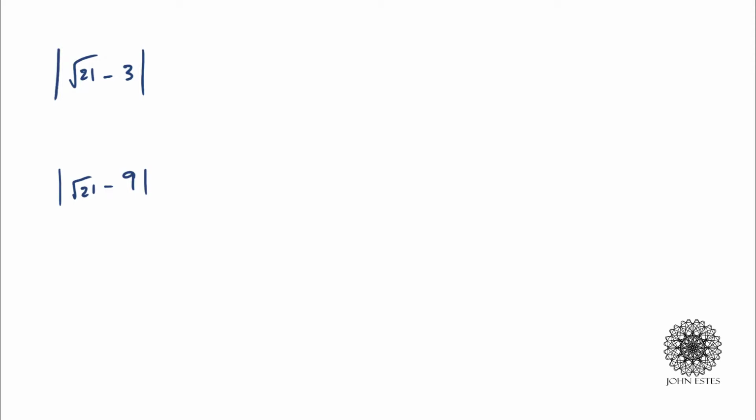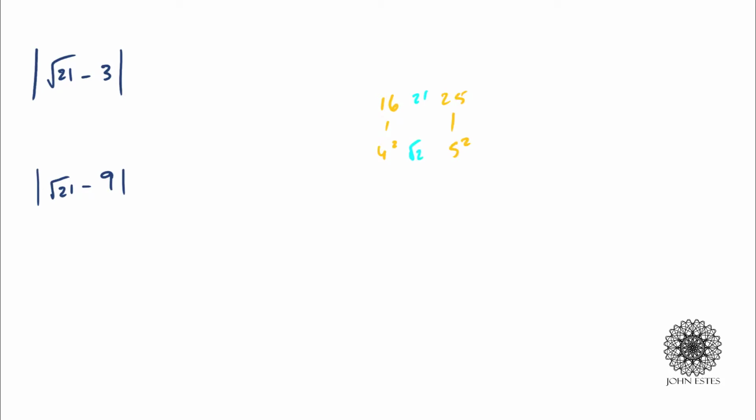And so if you think about it, I know that 16 is 4 squared, and I know that 25 is 5 squared. So the square root of 21 has got to be in between 4 and 5, somewhere in there. Okay, so this guy is somewhere between 4 and 5. So when I say something that large minus 3, that's actually a positive value. So here, if I want to drop the absolute value, I'm free to do so. So the absolute value of square root of 21 minus 3 is root 21 minus 3.